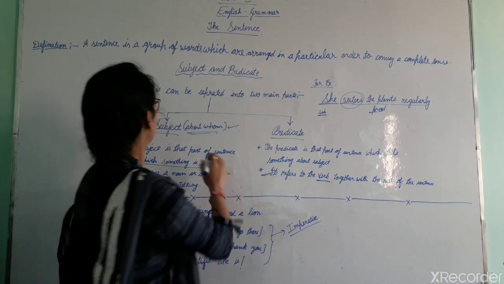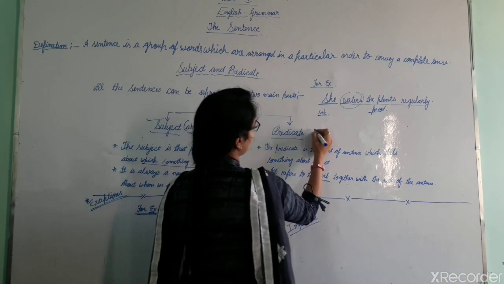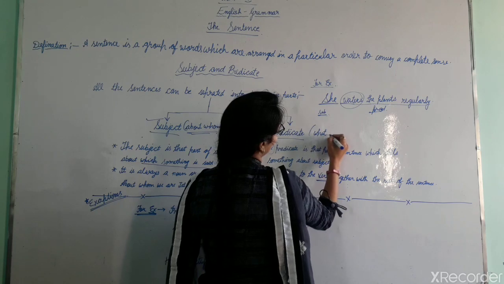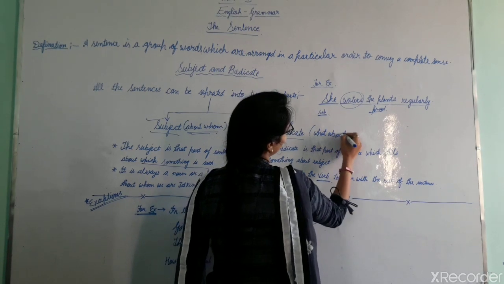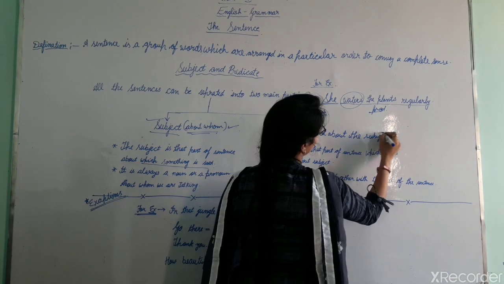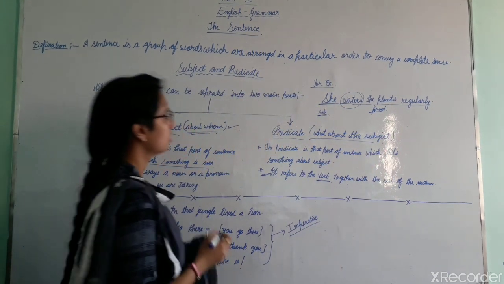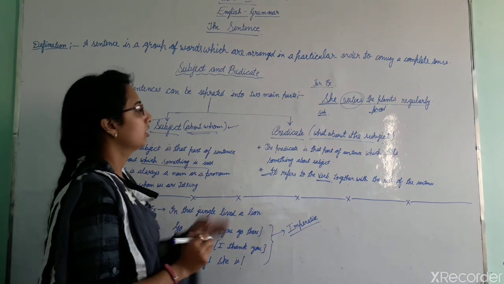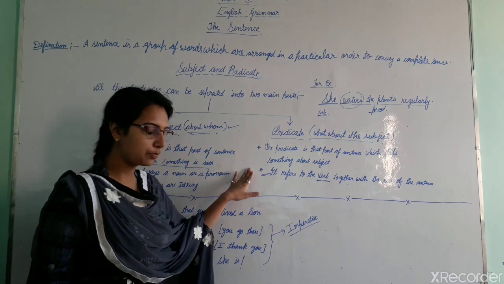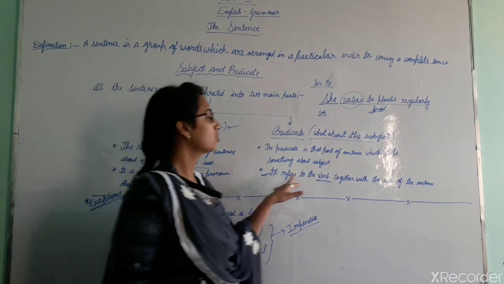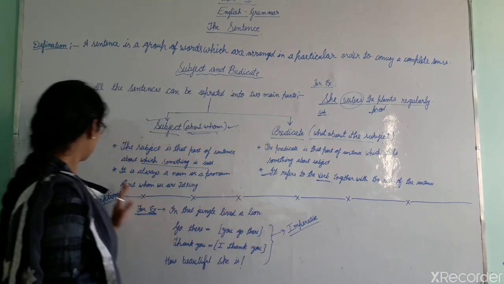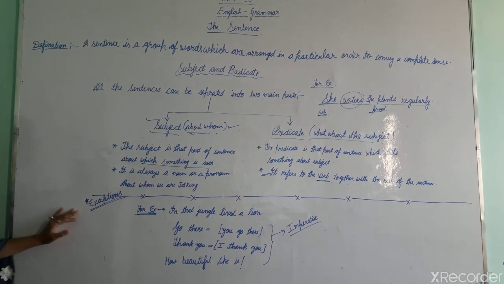So here, it expresses what about the subject? What about the subject? So here, the predicate is that part of the sentence which tells something about the subject, as well as it refers to the verb together with the rest of the sentence. But there are some exceptions.